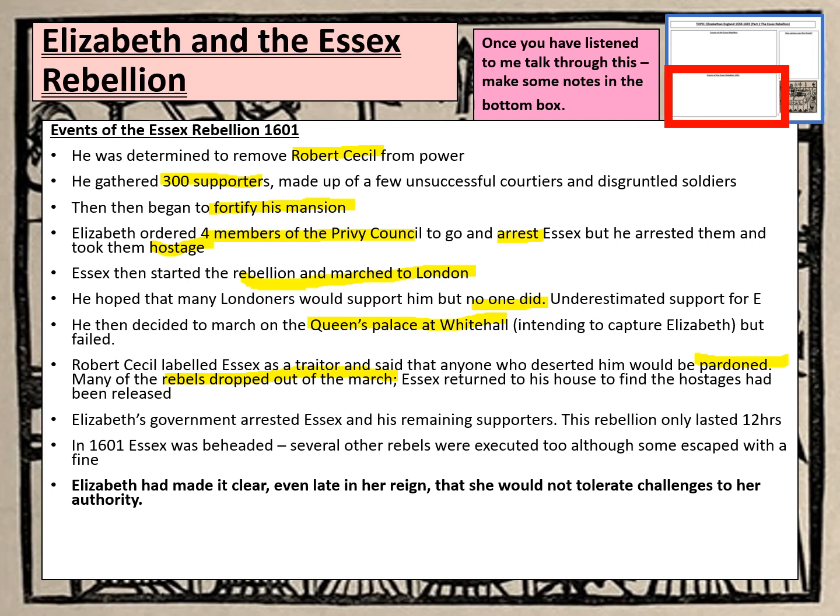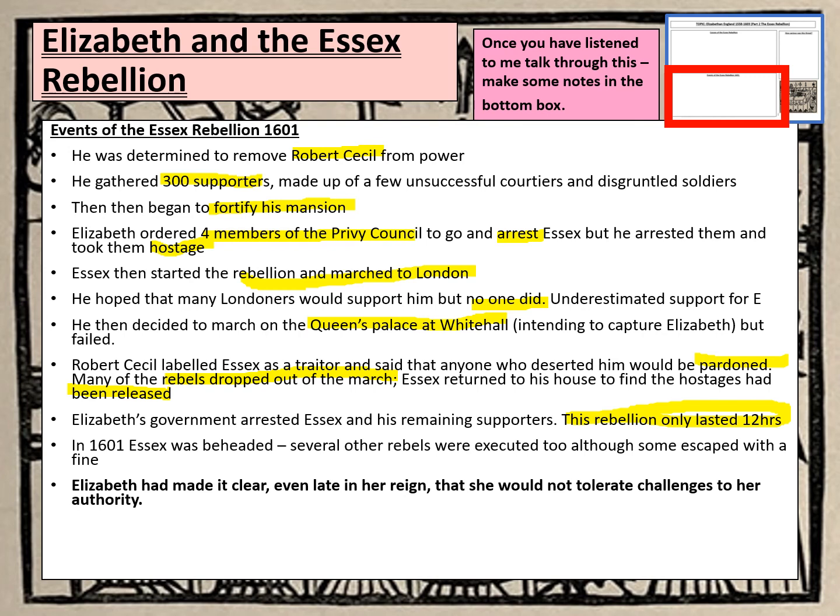So Essex then returned to his home thinking, aha, now I can deal with the hostages. But the hostages had been released. Elizabeth's government arrested Essex and his remaining supporters. The rebellion itself lasted just 12 hours. So it wasn't a massive uprising, at its most 300 people.